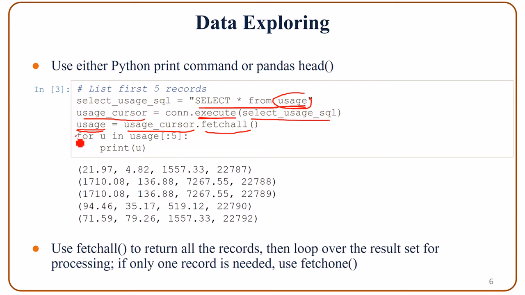And then loop over users, let's say for 5 times, to print each row. Then what we have is here. So basically what we see, each row is a tuple.